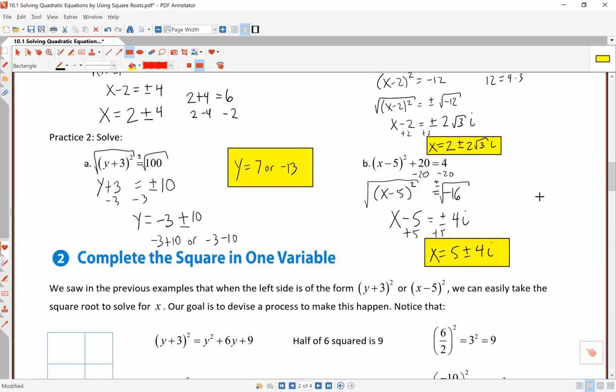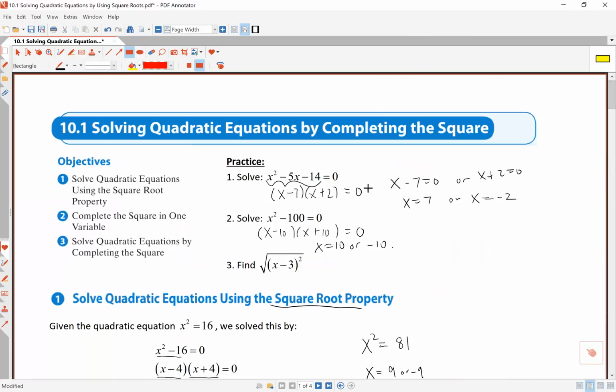And this concludes the video for section 10.1, solving quadratic equations by completing the square. Objective 1, solve quadratic equations using the square root property.